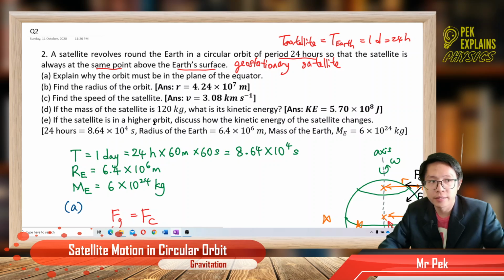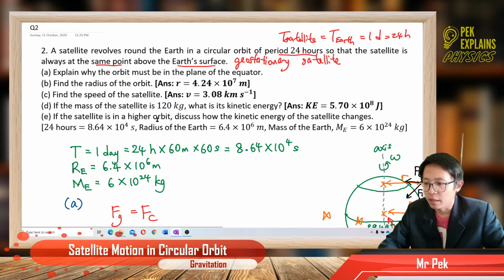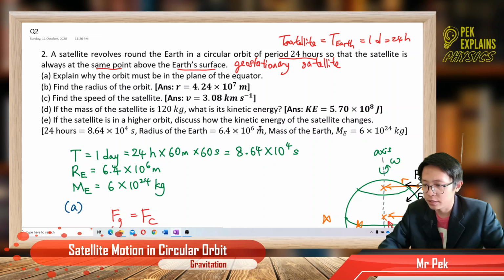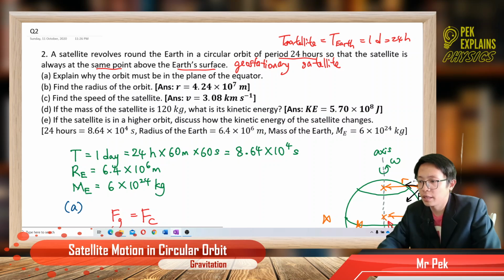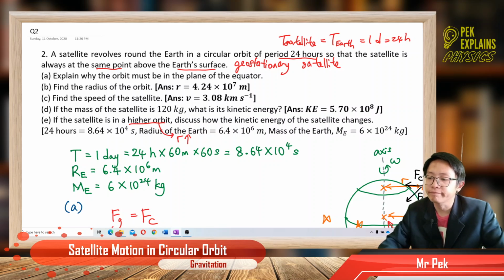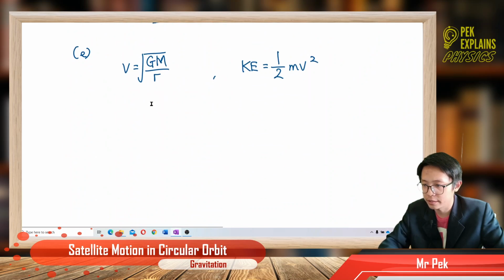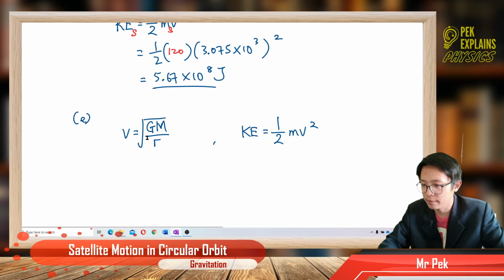Now, if a satellite is in higher orbit, discuss how the kinetic energy of the satellite changes. The question says higher orbit means the radius increases. How does the kinetic energy change? We have this formula, speed of satellite equals square root of GM over r. The radius of orbit affects the speed, and the speed will also affect the kinetic energy.